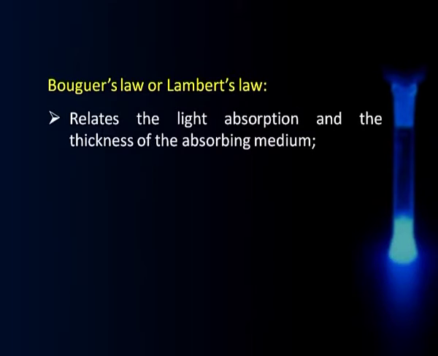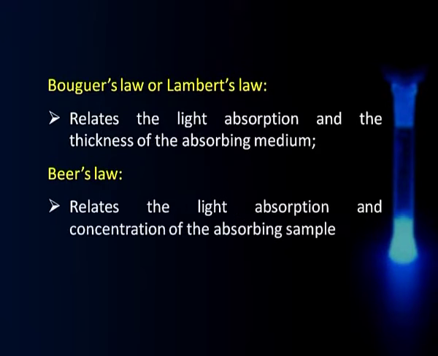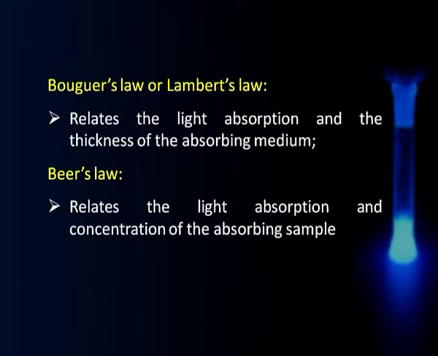Lambert's law or Bouguer's law basically relates the light absorption and the thickness of the absorbing medium. On the other hand, Beer's law relates the light absorption and the concentration of the absorbing medium. That means, suppose I have a sample here in this container. When the radiation is falling, how much radiation gets absorbed will depend on the thickness of the medium, because when the thickness is more, more molecules are there to absorb this radiation. Similarly, it also depends on the concentration. So, the dependence on thickness is given by Lambert's law, and that on the concentration is given by Beer's law.